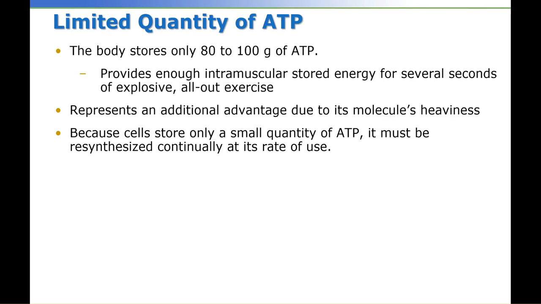ATP represents an additional advantage due to its molecular heaviness. So ATP is heavy. That's why it's not efficient for the body to store much of it, okay, in its tissues. And because cells store only a small quantity of ATP, it must be resynthesized continually at its rate of use.